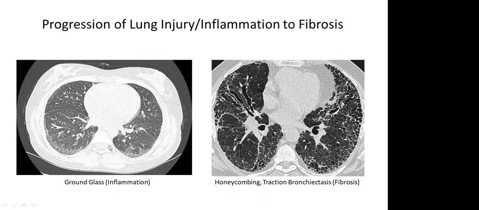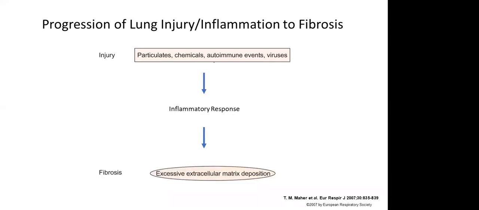So maybe this person had scleroderma, they had NSIP, and then for years it wasn't treated and it progressed to fibrosis. By the time it gets here, it's not really treatable. So that's the progression that we're looking to prevent.